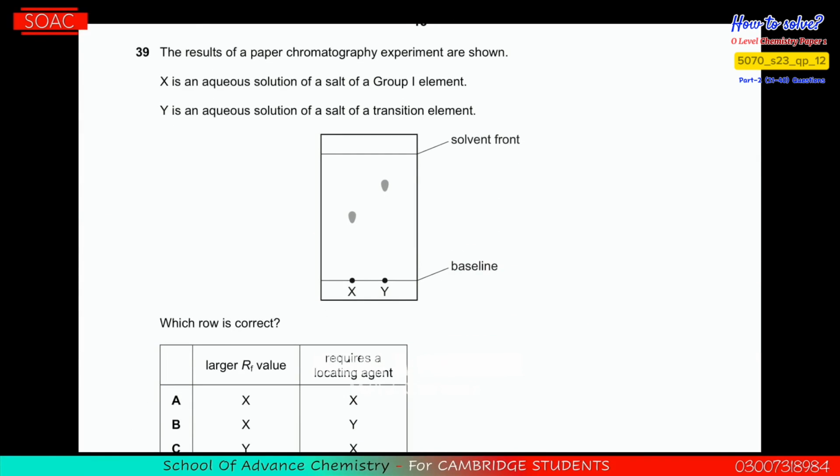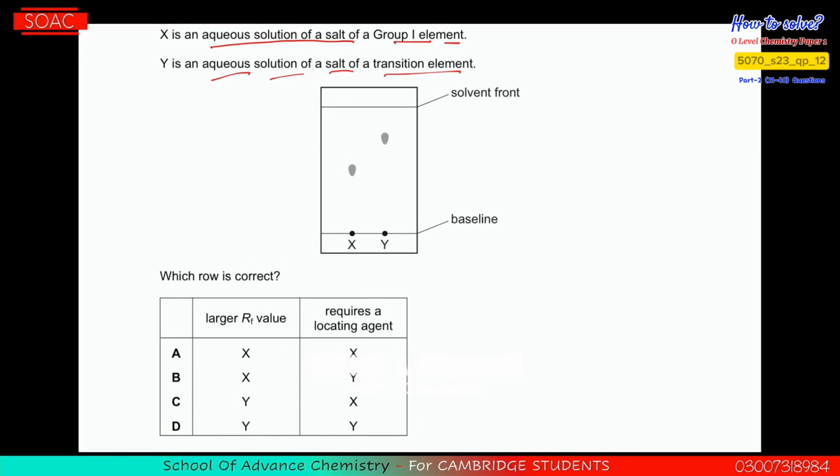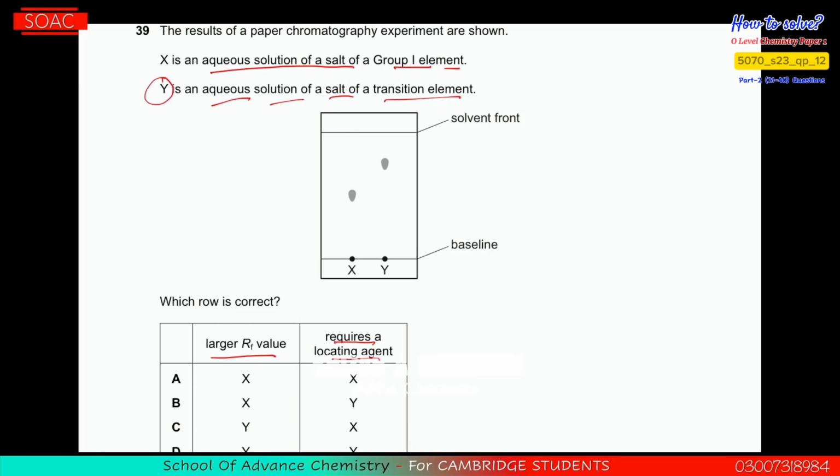Question number 39. The results of a paper chromatography experiment are shown over here. X is an aqueous solution of a salt of a group 1 element. Y is an aqueous solution of a salt of a transition element. Which row is correct for largest RF value and requiring a locating agent? Basically, Y is a transition element and these are usually colored solutions, so it doesn't require any sort of locating agent. X has a group 1 element and these are colorless, so X requires a locating agent. So either A or C may be the correct option.